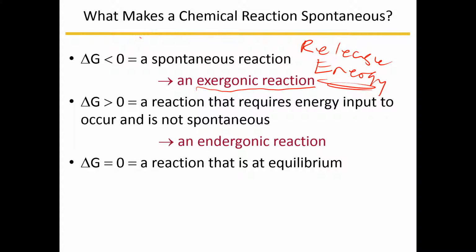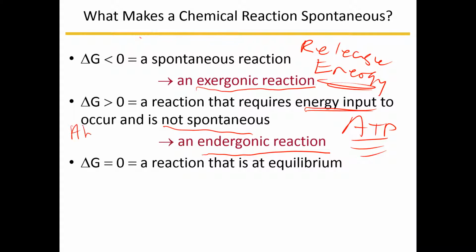Now, if delta G is greater than 0, the reaction requires energy input. This energy input is in the form of ATP. So to get these chemical reactions going, you have to invest energy. We'll talk a little bit later about thermodynamic barriers to chemical reactions. But here, a non-spontaneous reaction is also referred to as being endergonic. So these reactions are going to be absorbing energy.